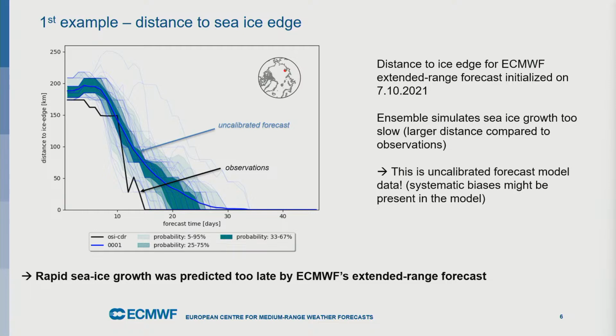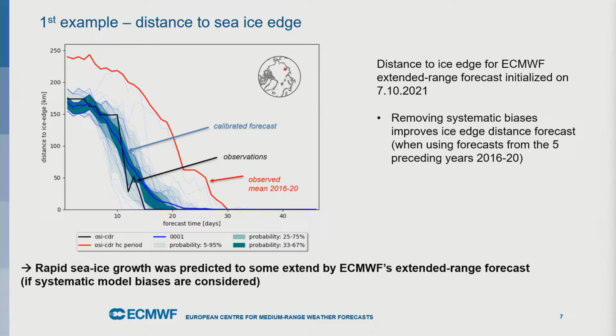The blue lines now show you what the model is doing. Each of the thin blue lines is one ensemble member, and the shading shows you where most of the ensemble members are. And this is really the raw forecast output as we have it from ECMWF. This is why I now call it the uncalibrated forecast. You can see the general forecast behavior is very similar, but especially around day 10 to 20, there are really differences. The model predicts a much slower sea ice growth, which means that this point location is stuck in ice only around day 25 for most of the ensemble members, which is like 10 days later than what was observed.